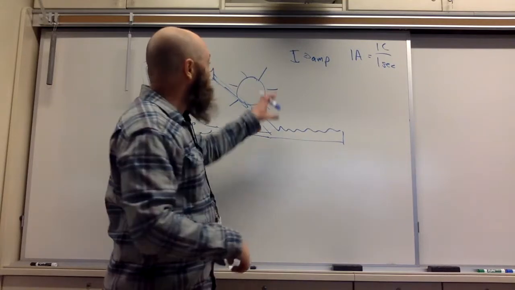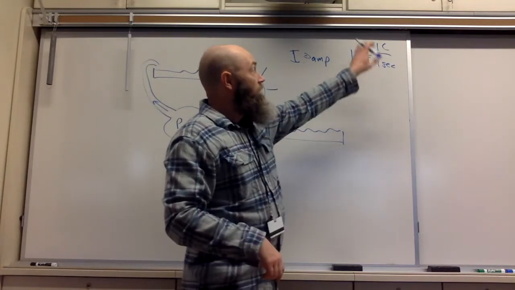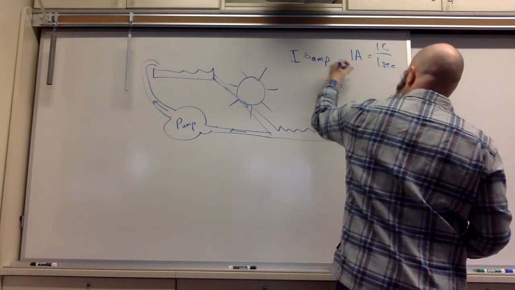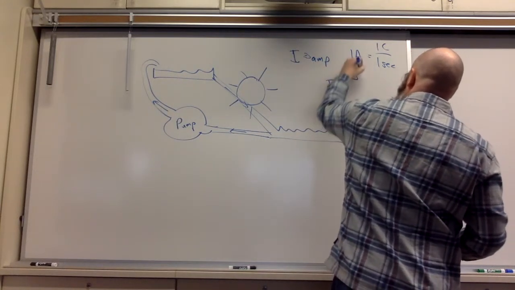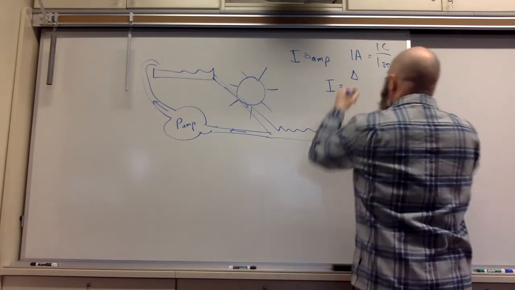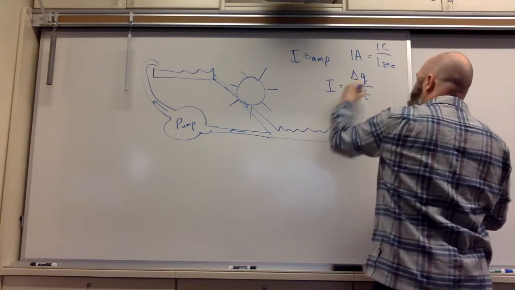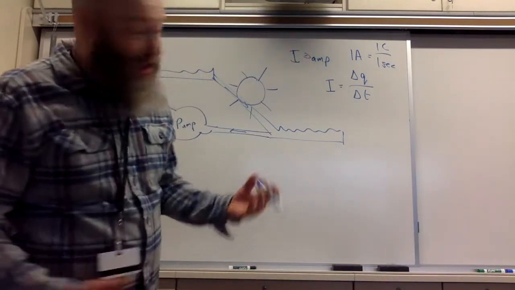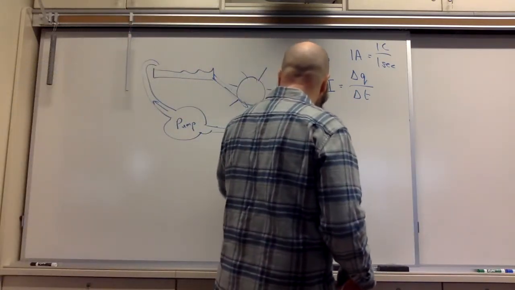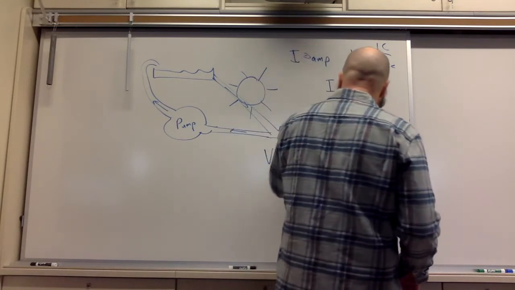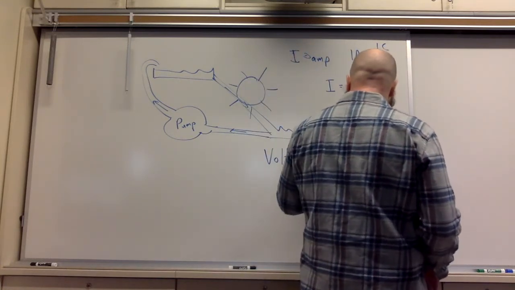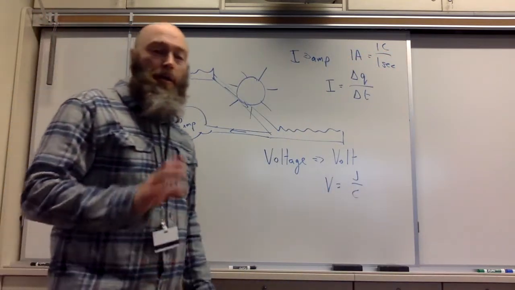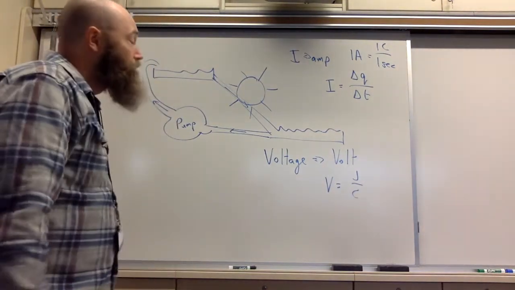But current is measured in amps. It is a coulomb per second. In fact, on your equation sheet, it is written like this. I think they write it change in Q over change in time. I think that's how it's written. The unit for voltage is, surprise, surprise, a volt. But this is important. A volt is a joule per coulomb. And I'll talk a little bit about that in a minute too.